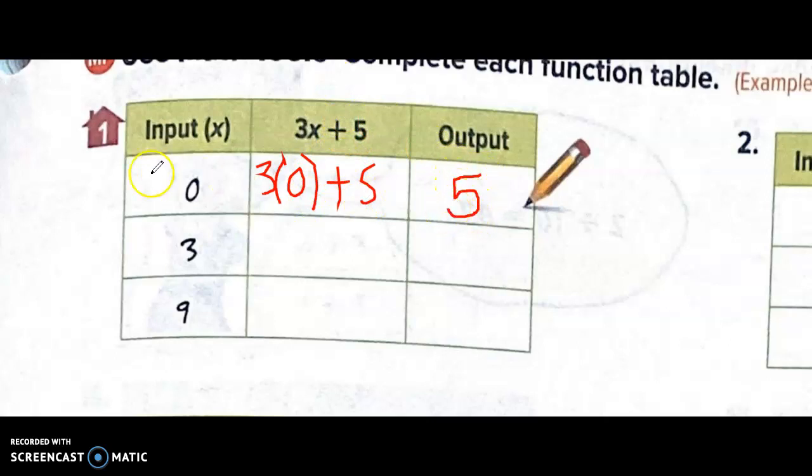Nicely done. All right, next one, we have 3. Plug in our x, which our x shows right here in our input that it is 3. So we're going to plug that right in. Then put our plus 5 on the end. First remember we always do multiplication first in the order of operations when we have multiplication and addition. So 3 times 3 is going to give us 9. Plus 5, 9 plus 5 would be 14.